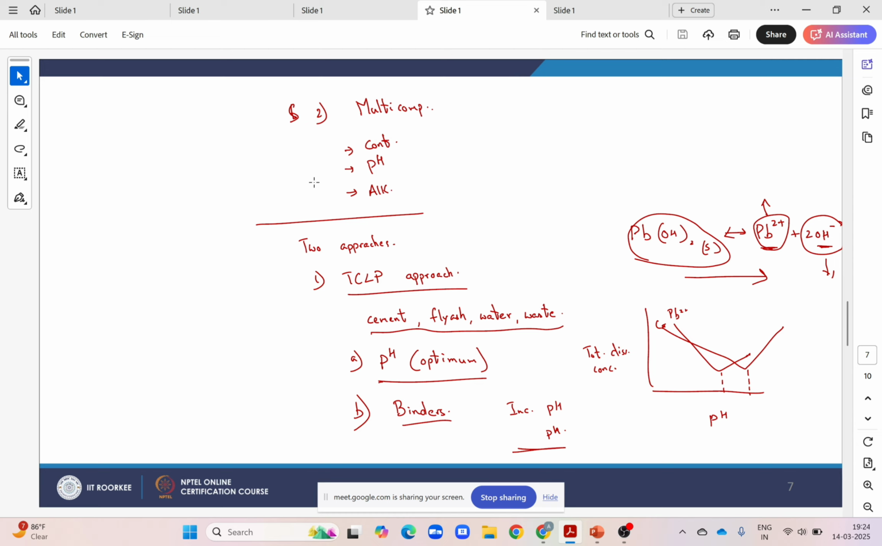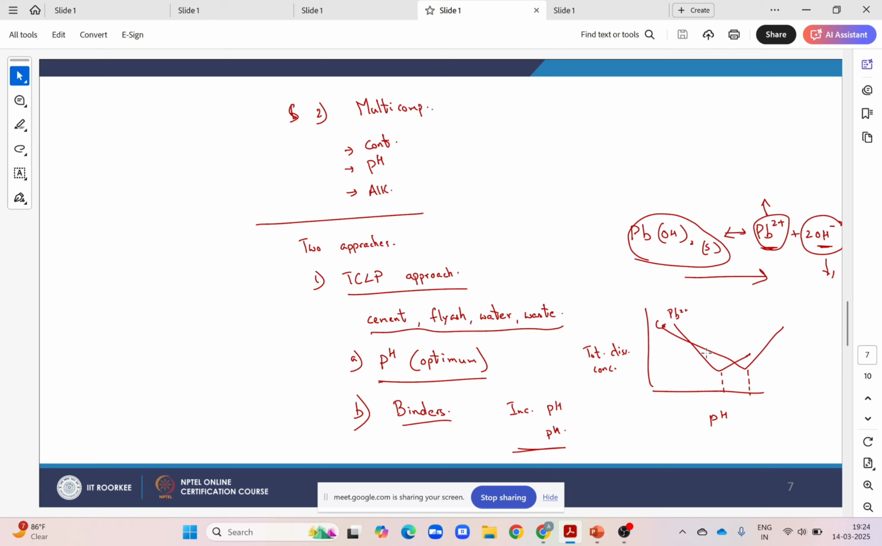Suppose for cadmium the TCLP limit is 1 ppm. So in the waste on which we have performed the TCLP test, the concentration of cadmium should be less than 1 ppm. Here two approaches can be taken. First is the pH. For each heavy metal or each pollutant, there will be a pH at which the leachability will be least. But there can be different types of pollutants present in the waste, so we have to take the optimum pH at which the concentration of almost all the heavy metals is minimum.